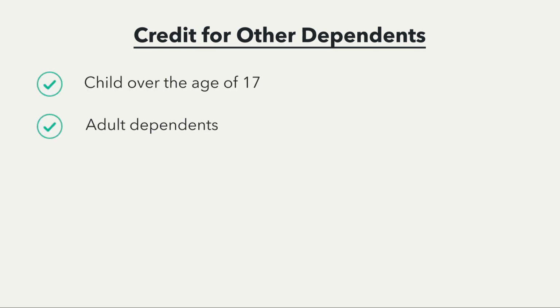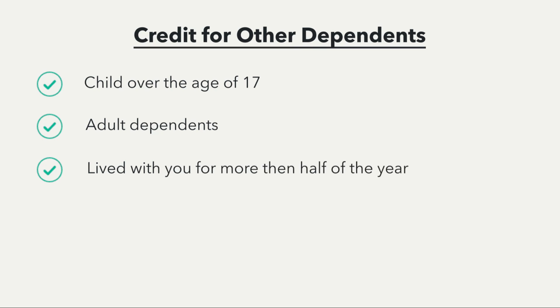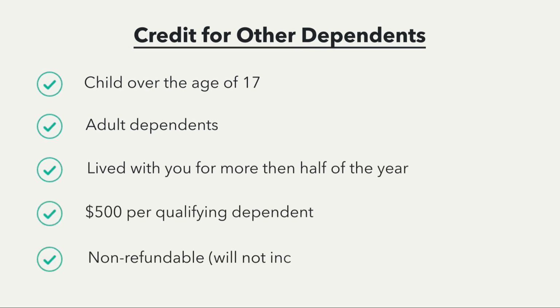The other dependent credit is available for families who have dependents who don't meet the qualifications for the child tax credit. This can include dependents 17 years of age or older, or elderly dependents who live with you for more than half of the year. This credit is up to $500 per qualifying dependent, and none of it is refundable.